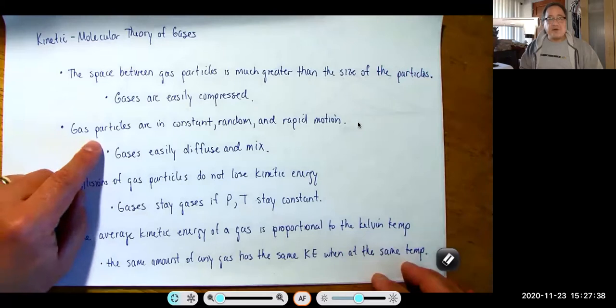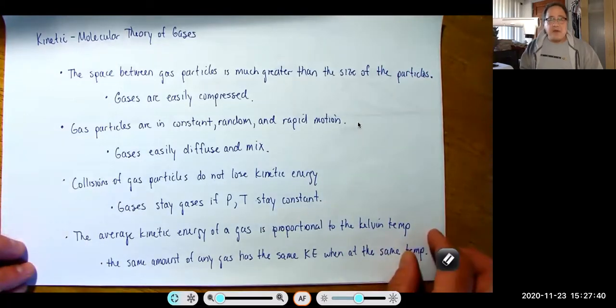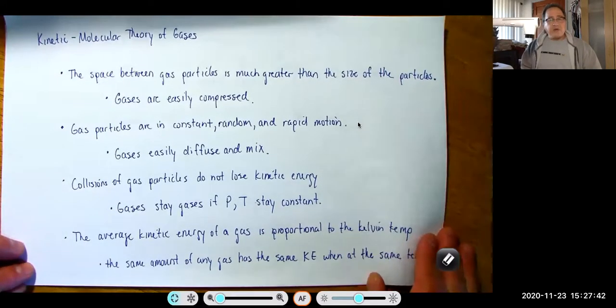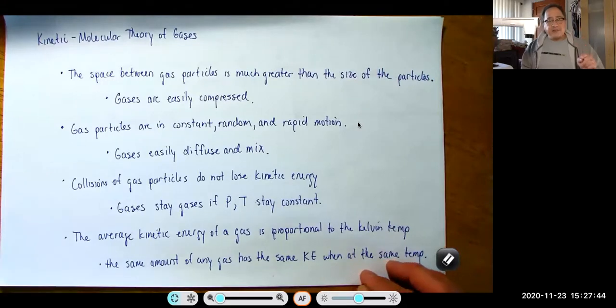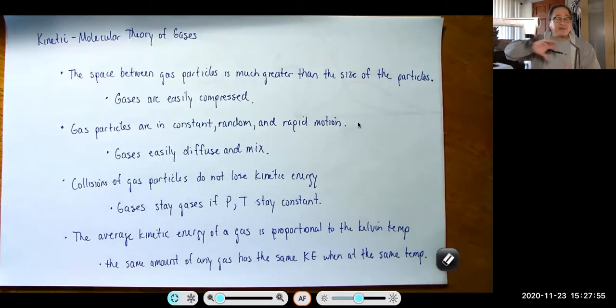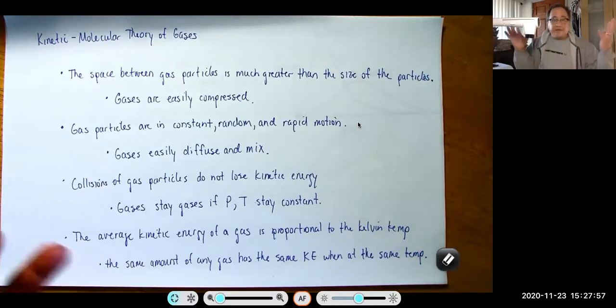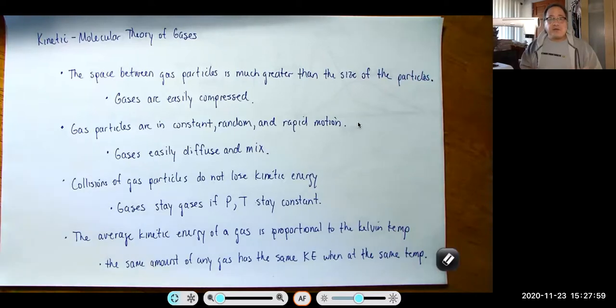Secondly, gas particles are in constant, random, and rapid motion. A gas particle will move in a straight line until it hits something else and then bounces off and moves in a straight line again. So what does this mean for gases? Well, it means that gases easily mix. If you open a can of something that's very fragrant, the gas particles diffuse very quickly and they go in all directions.